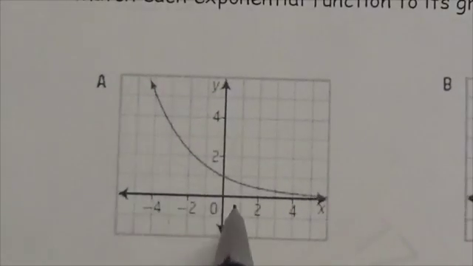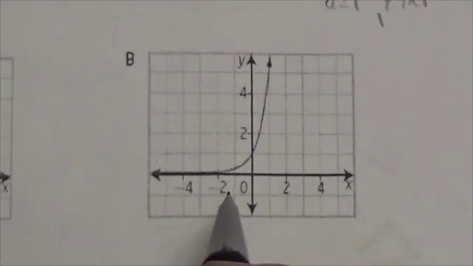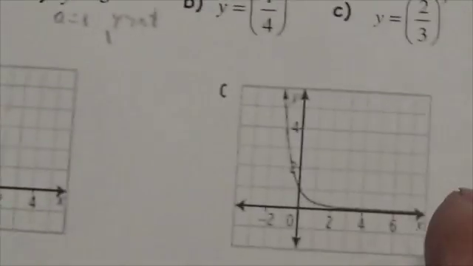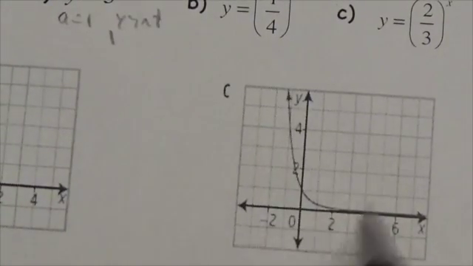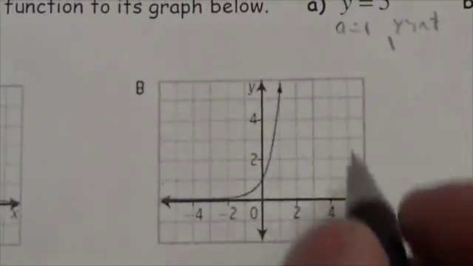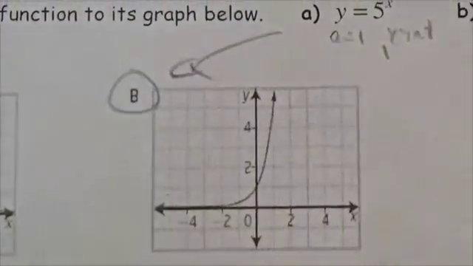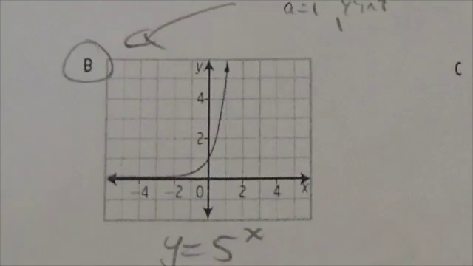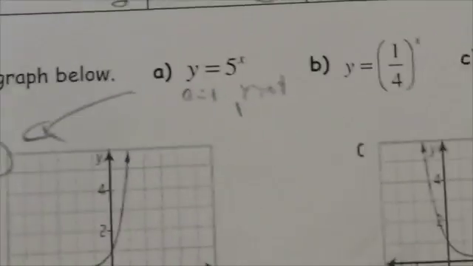So it can't be this one, because this is decreasing. Okay, it could be this one. It could be this one. So this is a possibility. Let's look at the last one here. Okay, well it isn't this one. This is decreasing. This is decay. So by default, that first one has to correspond to y equals 5 to the x. Okay, next.